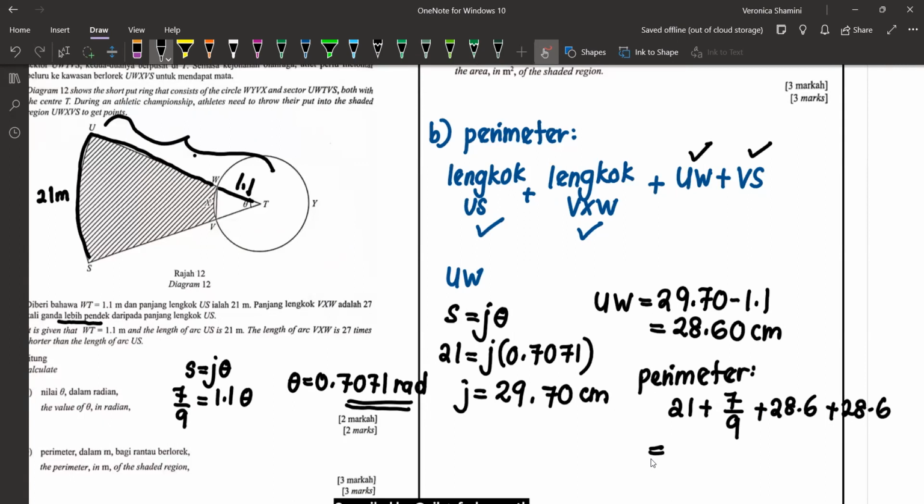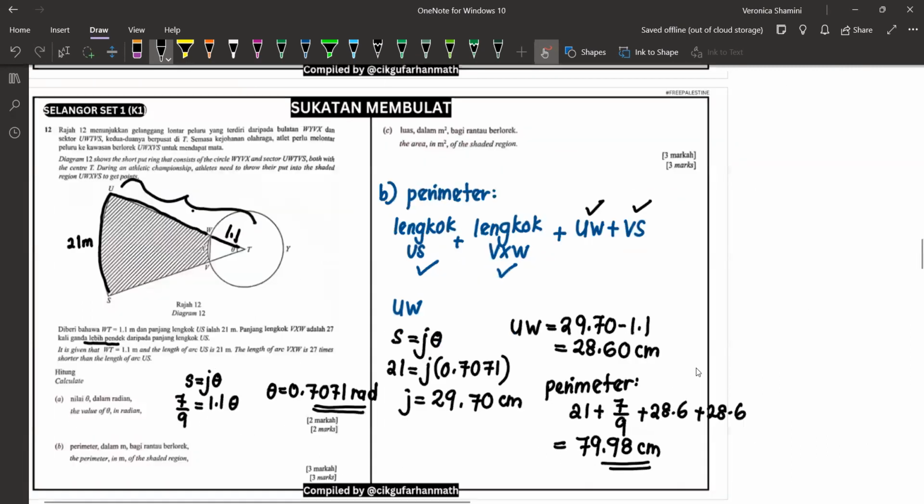Okay, teacher is getting 78.98. Sebenarnya dapat 9777, so we bundarkan. Therefore, we get the perimeter. Okay, next one. C. Cari the luas for kawasan berlorek.